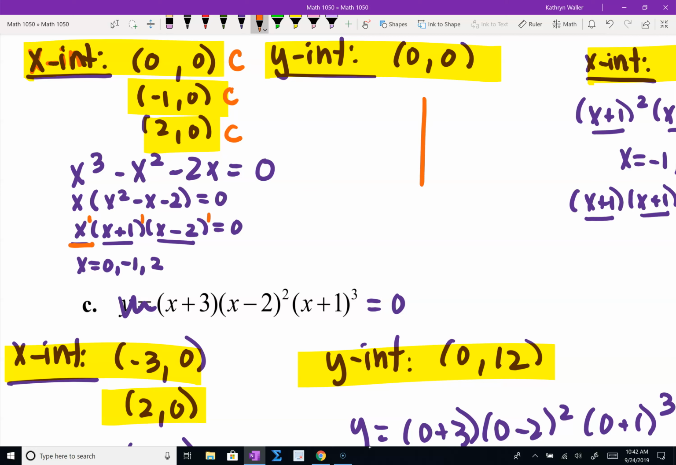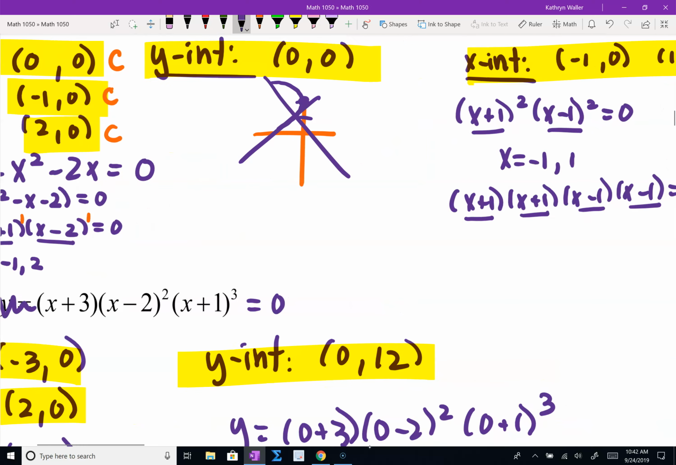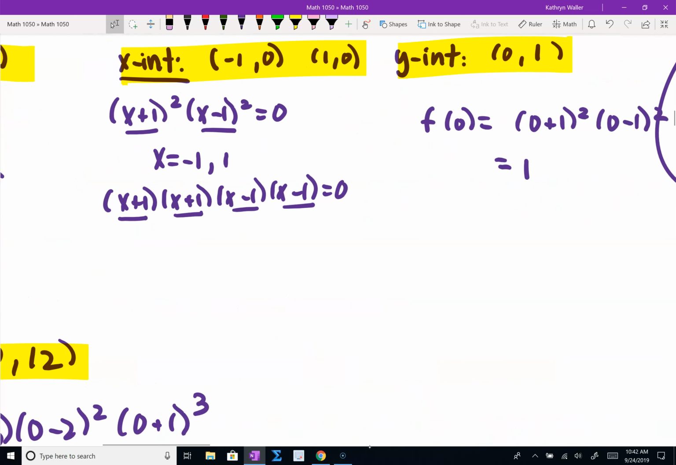You guys, does a y-intercept ever bounce? Say you had a 2 here. I'm just making it up. Would you ever hit it and bounce like that? Why not? It's not a function anymore. Never bounces, okay? Let's look at this one.